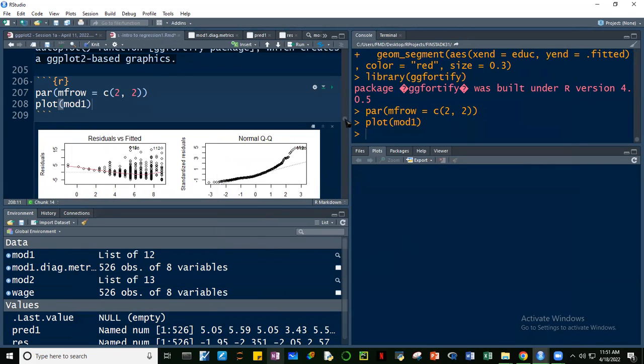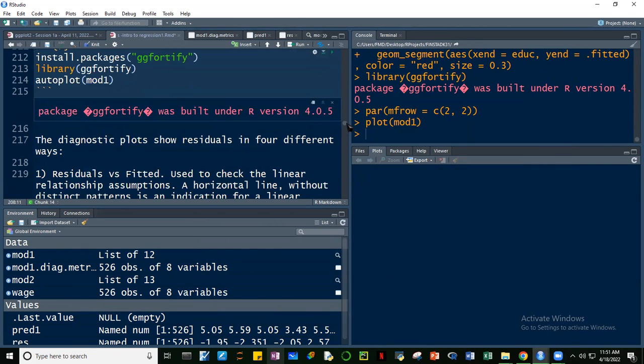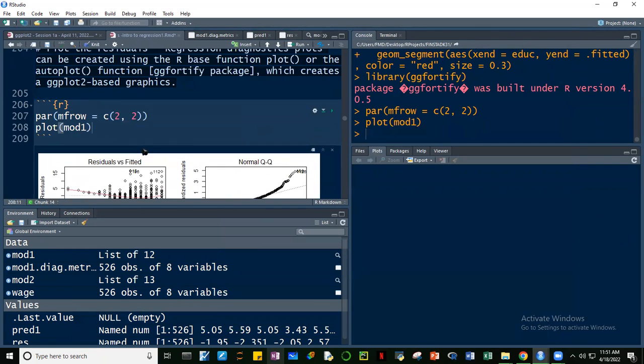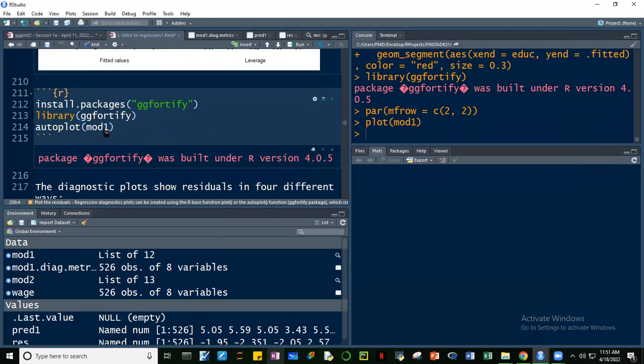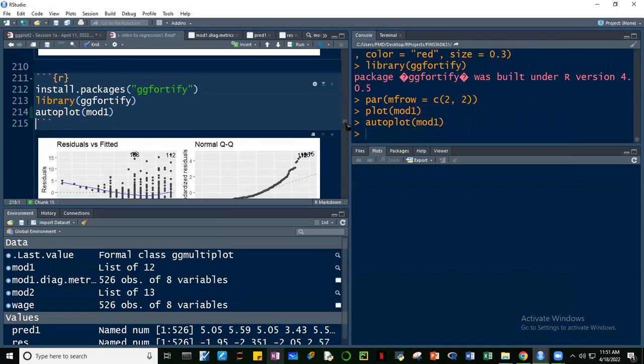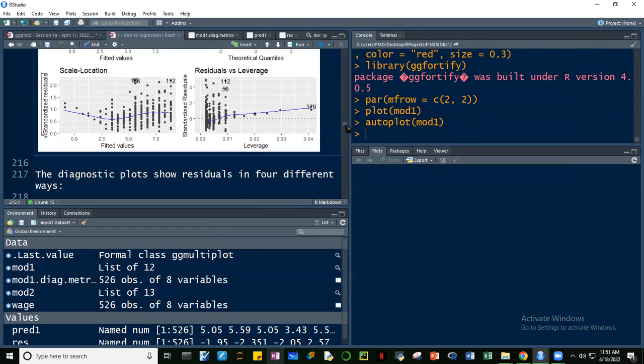Okay, so let's continue with this, guys. Another alternative to this plot, the plot of model 1, is this one. This AutoPlot, where we make use of ggplot AutoPlot. Let's look at this. Okay, same lang guys.